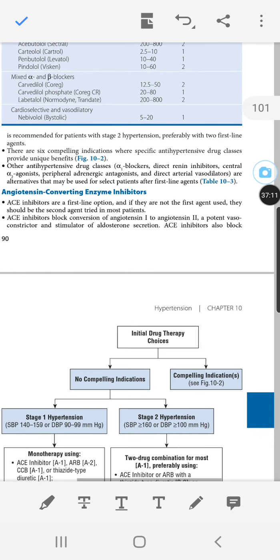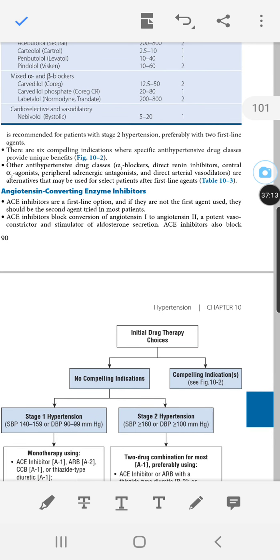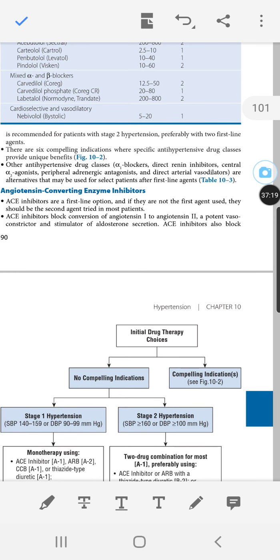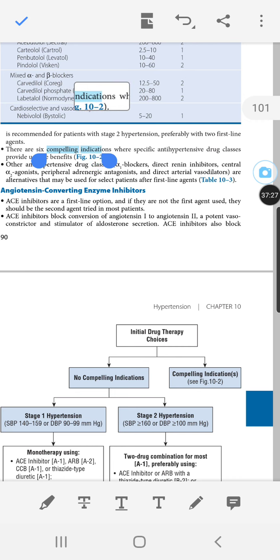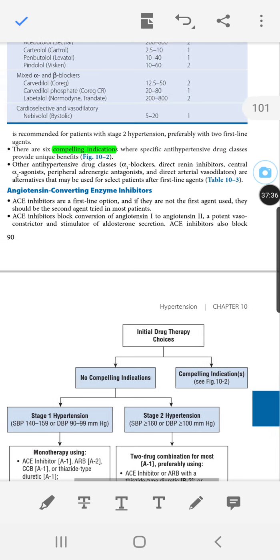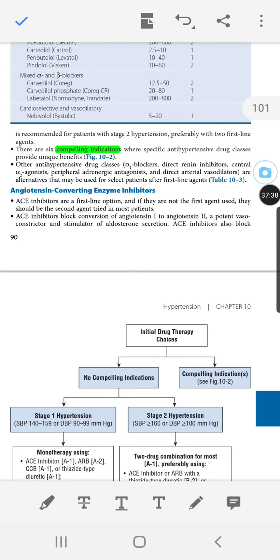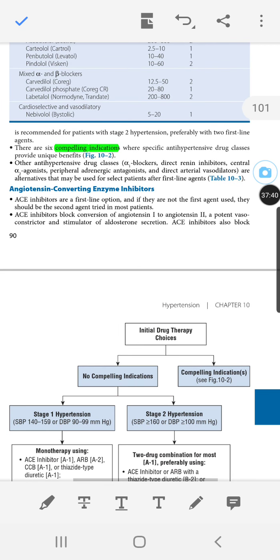But if the patient has stage 1, then you can go for the first line agent, and if the patient has stage 2, then you can go for the combination therapy. If there is a compelling indication, then also you can give the combination therapy, where specific antihypertensive drug classes provide unique benefits. So we will discuss in the flowchart.